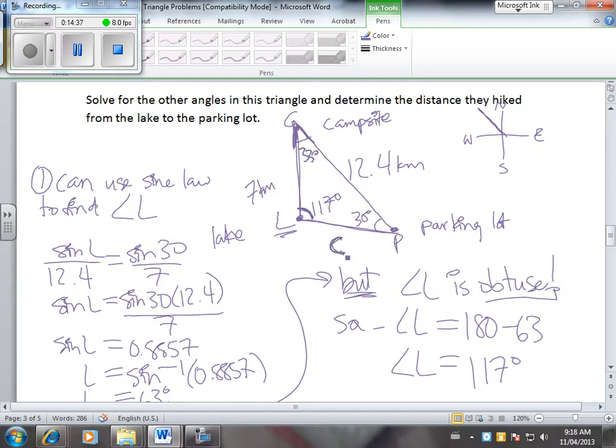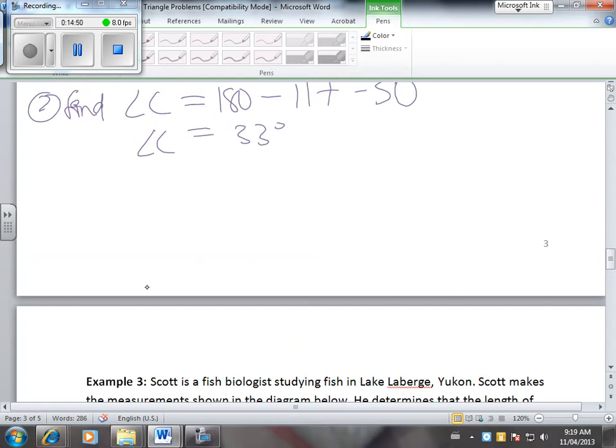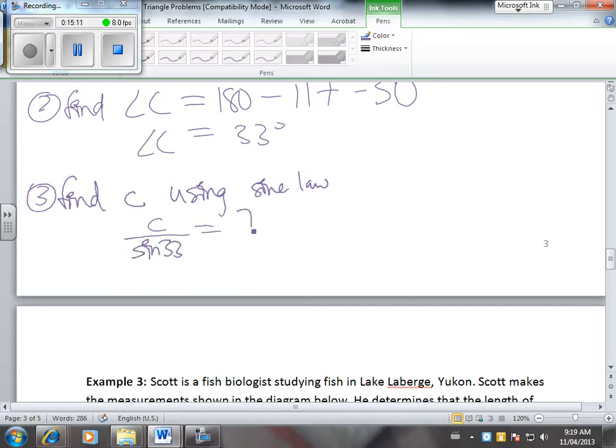And again, we're looking for C. So now we have 3 angles and 2 sides. And so again, we can use any of the laws. We can use sine or cosine. I'm going to use sine. There's just less steps in it. So we can find C using sine law. And if you want, try it with cosine law. You should get the same answer. So we have C over sine 33 equals 7 over sine 30.